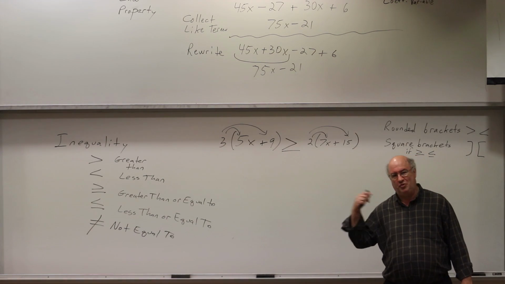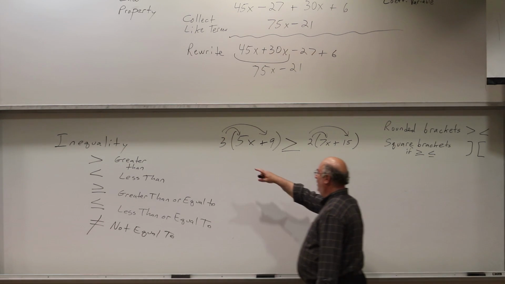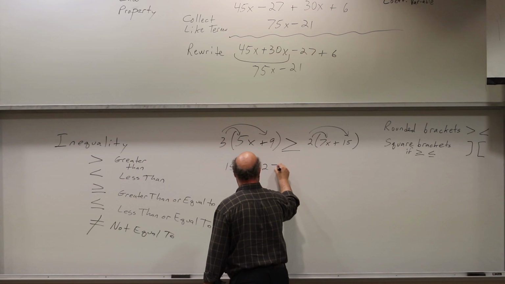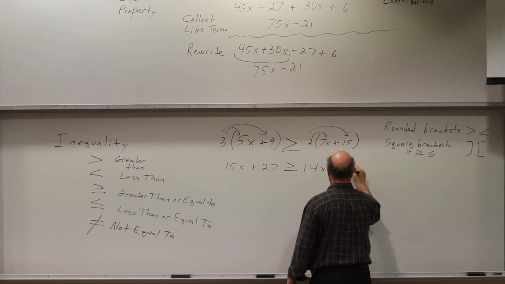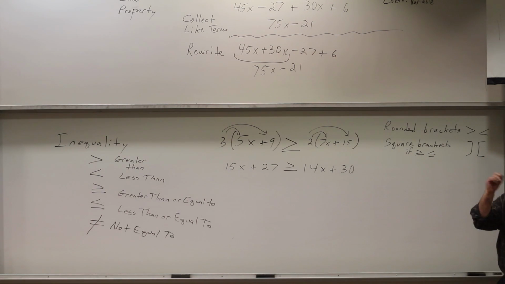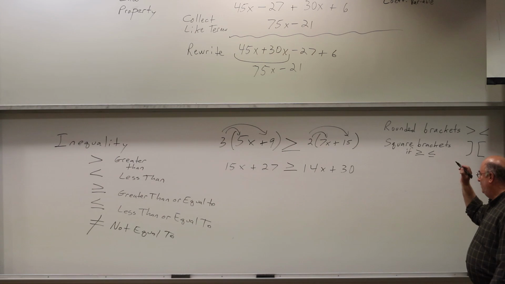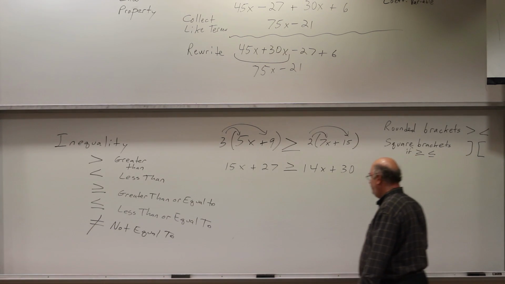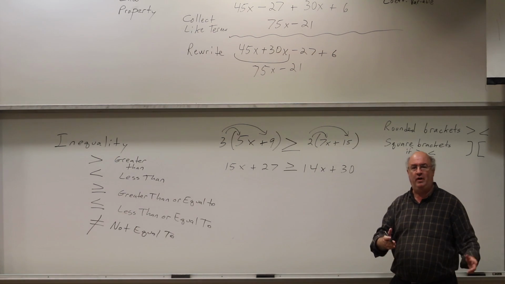Distributive rule on the left, distributive rule on the right. We'll go left to right. Number on the outside times the inside again. We're going to go with the brackets, and this time we're also going to be showing the circles filled in for greater than or equal to. So far, so good.